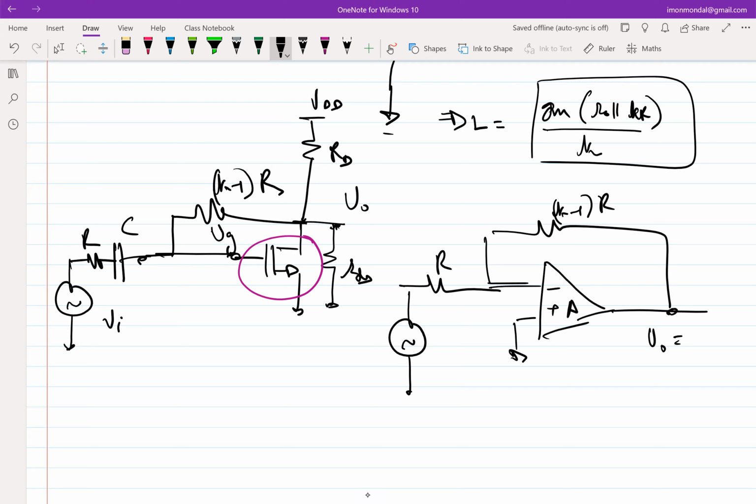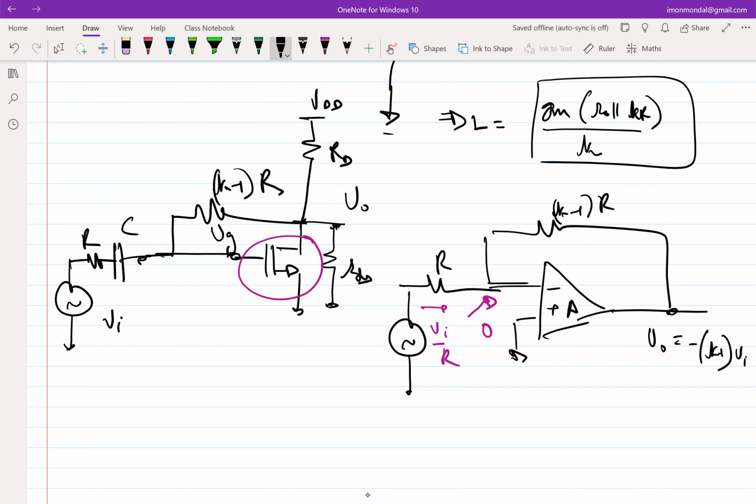Minus (K minus 1) Vi. Right? Ideal op amps, are you comfortable? Okay, so if A tends to infinity, what happens to this voltage? This goes to 0. This current is Vi by R. So V0 will be minus (K minus 1) times Vi.